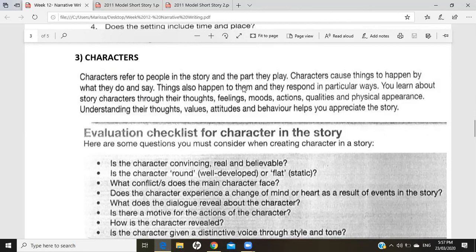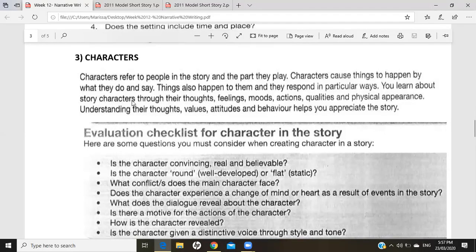So things also happen to them and they respond in particular ways. For example, in the climax, the highest point of interest, maybe the conflict that's happening is centered around a particular character. Things happen to characters, and then you'll want to know how the character is going to respond to it, or how they're going to resolve it or figure it out.